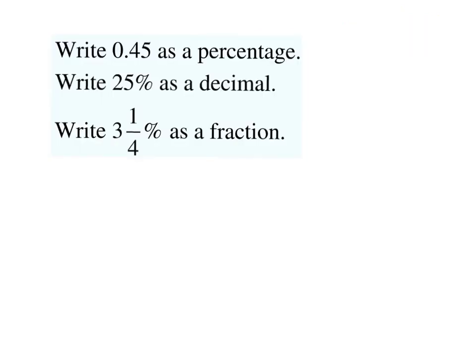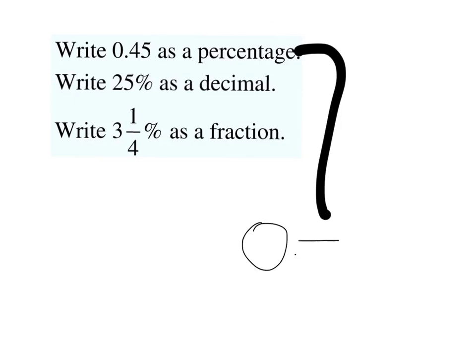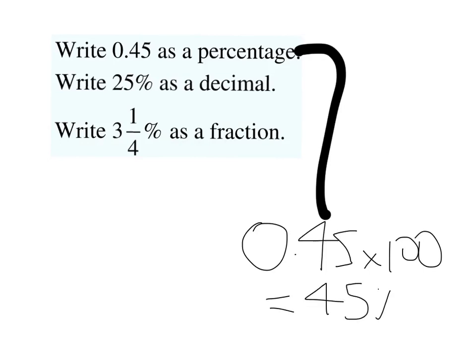Let's have a look. So, I've got 0.45 and I want to go into a percentage. So then I go 0.45 multiplied by 100. Super easy, fun times. That would be 45%. Not an idiot, have been doing this since year 7.